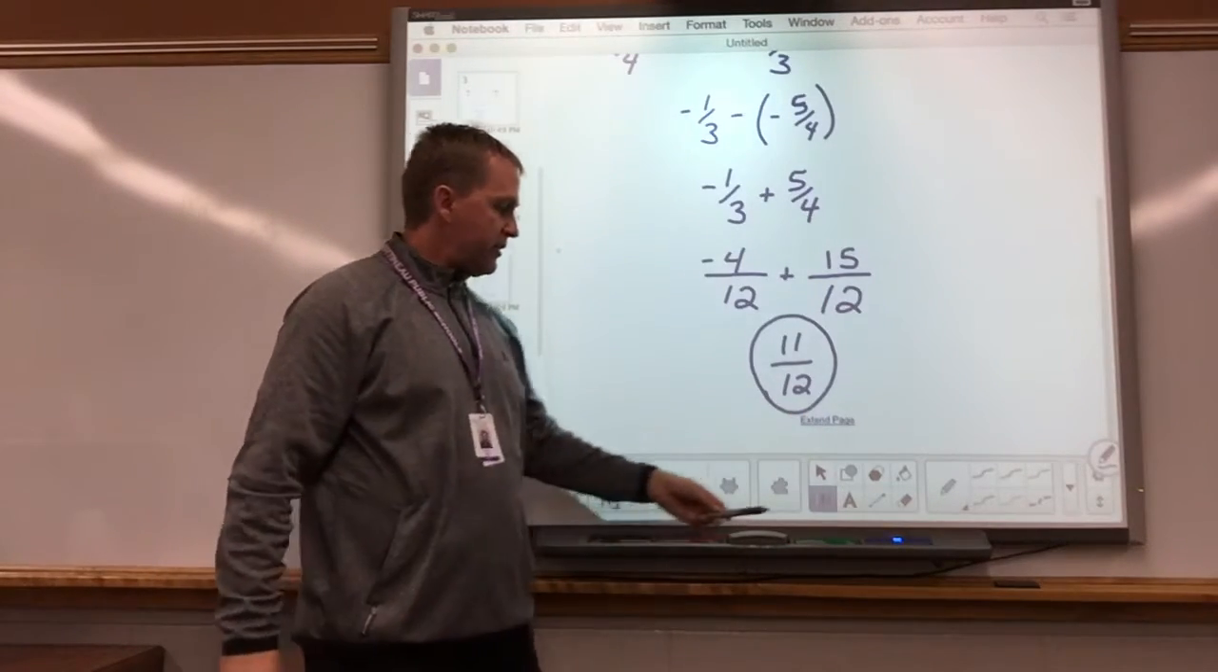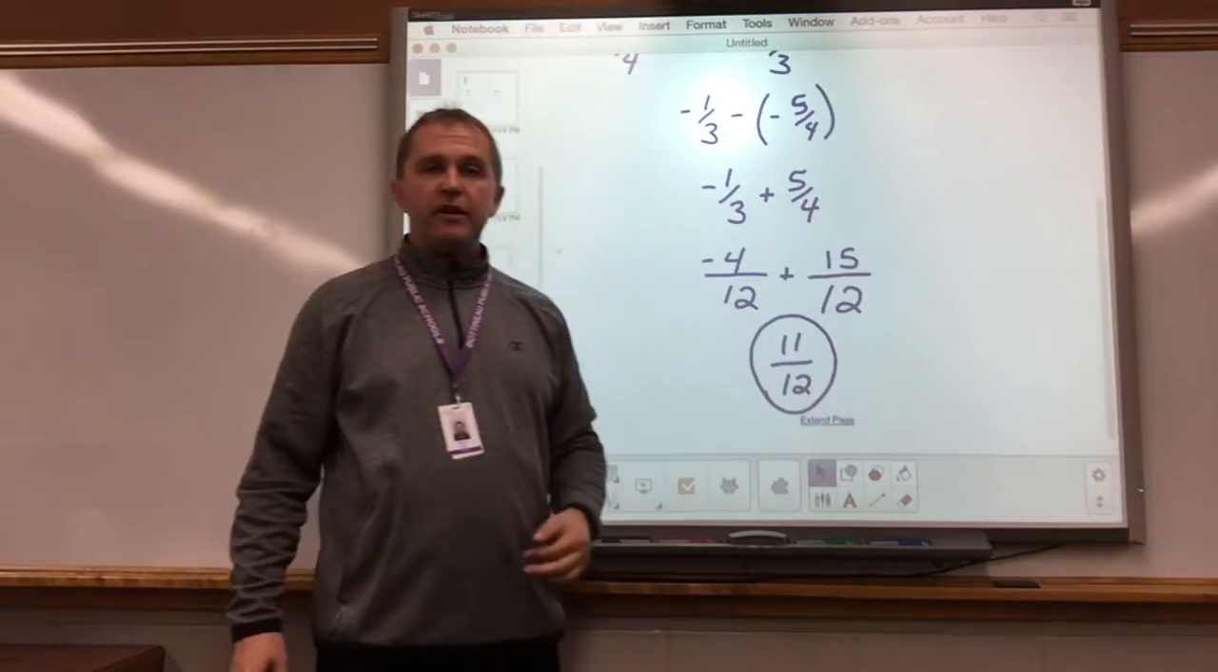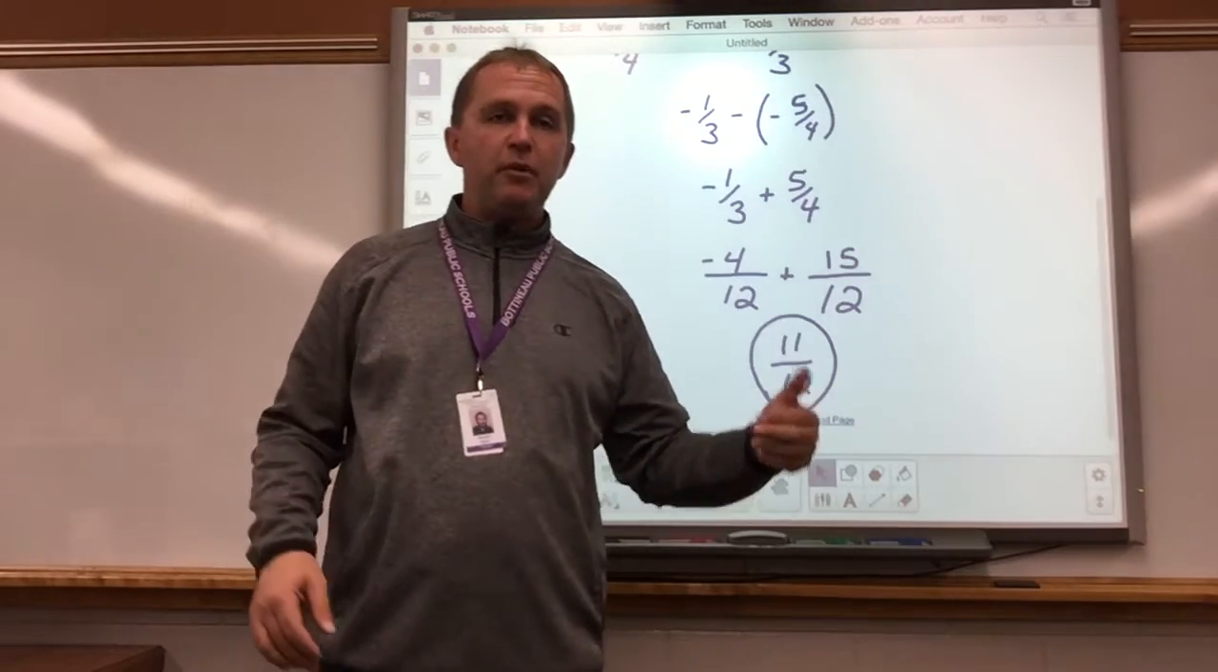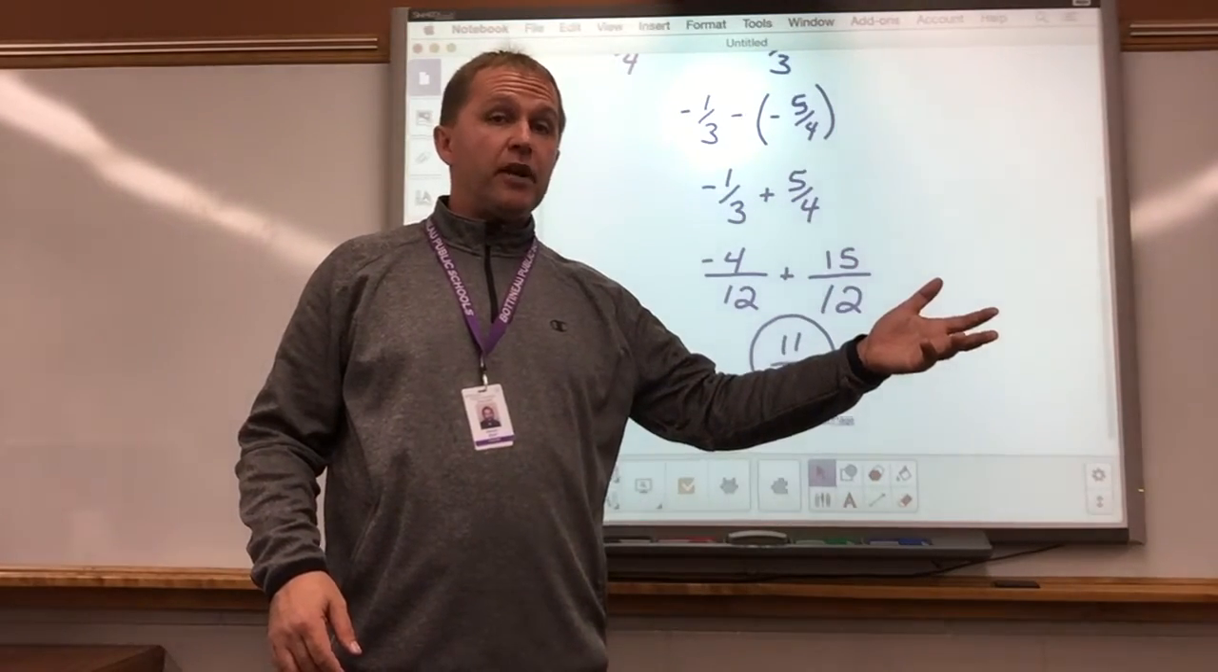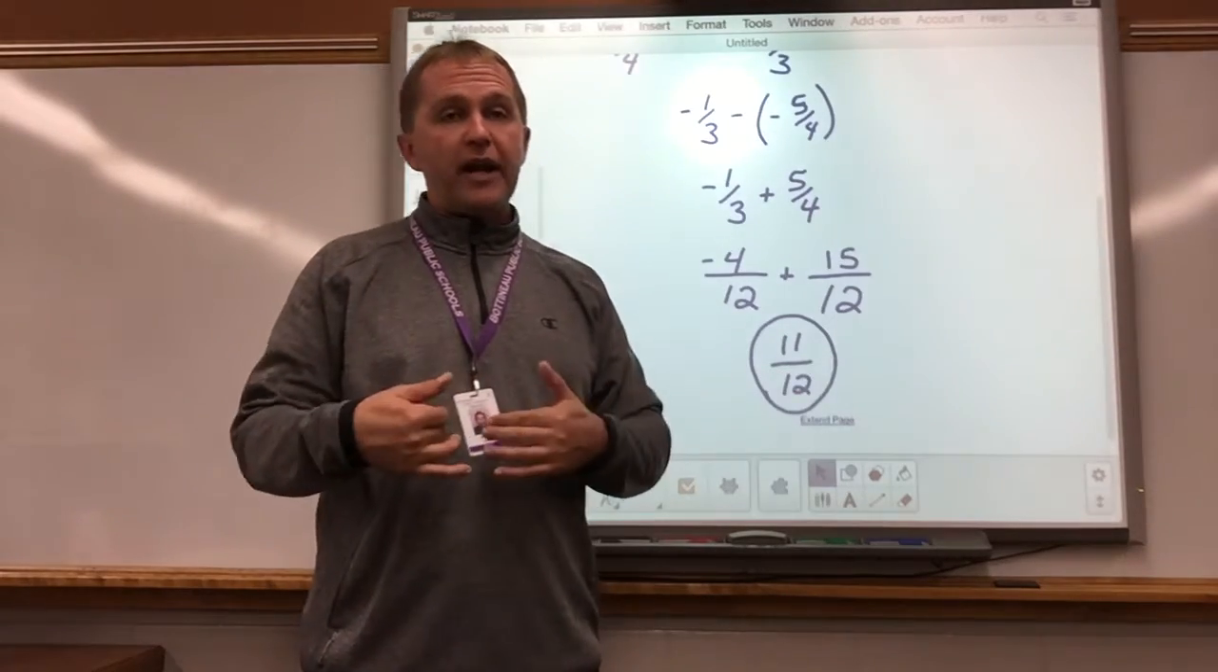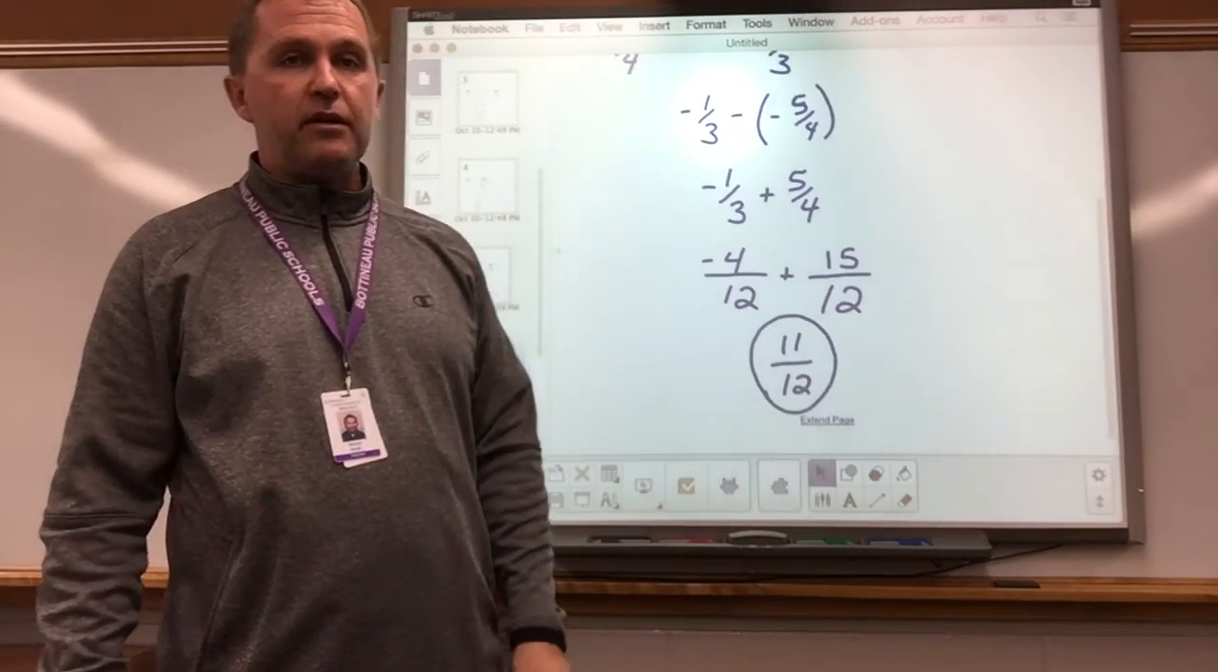So hopefully that little lesson helps you out in terms of finding the distance between 2 points on a number line. Remember, it's always the number on the right or the point on the right. That value, subtract the value of the point on the left.